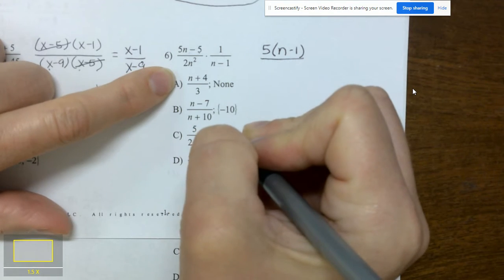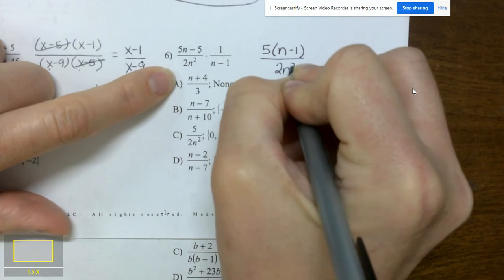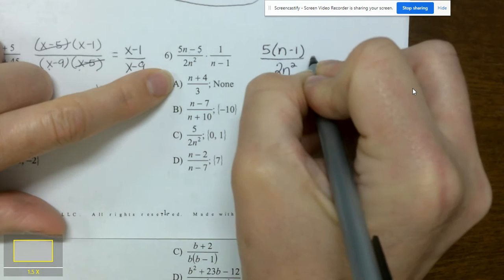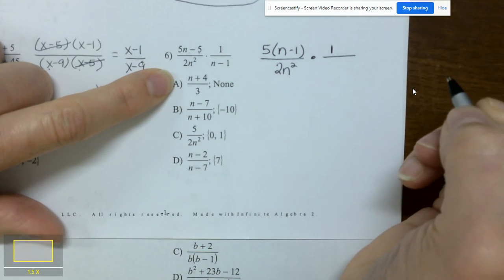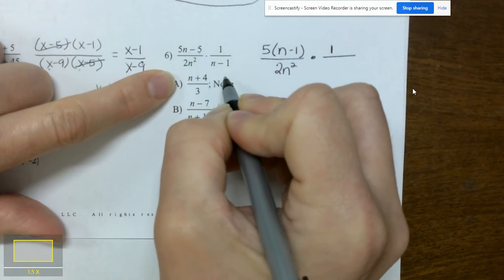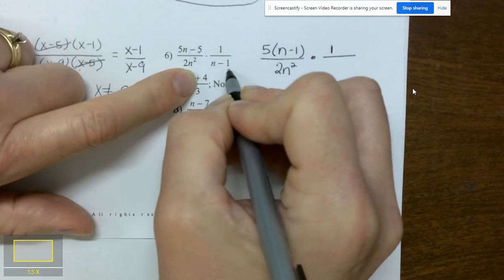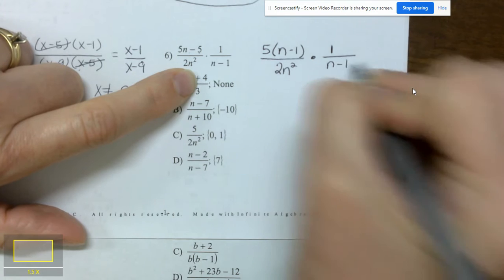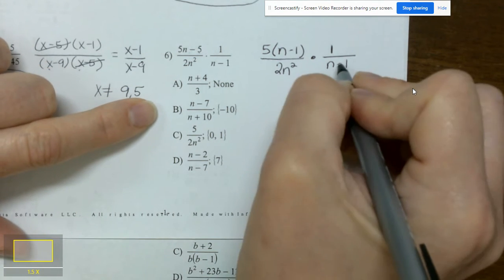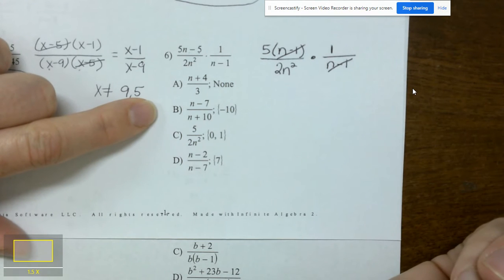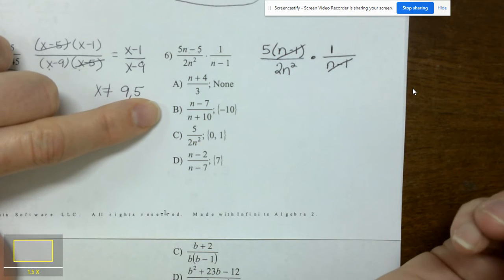2n squared is a monomial, so we can't factor that. So that's going to be 2n squared, times 1 is a monomial. We can't factor that. And n minus 1 is a binomial, and n and 1 have nothing in common, so we're going to leave it like it is. Then we see what we can cancel out. So we can cancel the n minus 1s, and it looks like that is the only thing we can cancel.